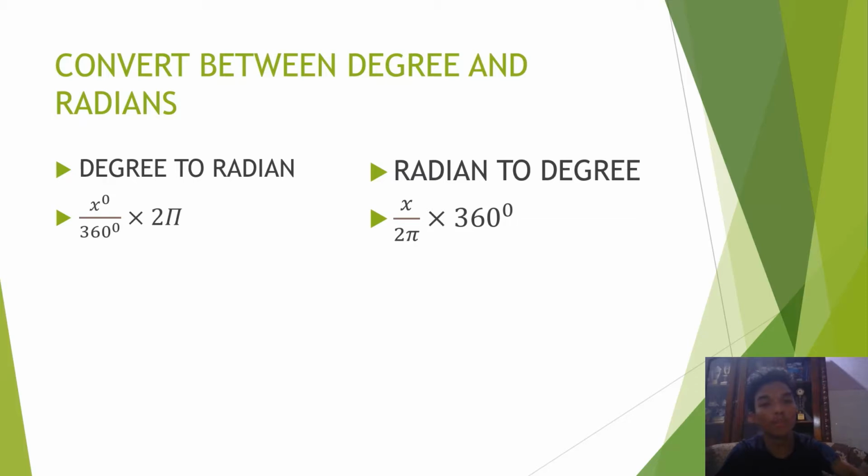Okay, how to convert between degree and radian? To convert degree to radian, you can use x degree over 360 multiply 2 pi radian, and you get the answer in radian. To convert radian to degree, you can use x pi over 2 pi multiply 360 degrees. So you can get the answer in degree.